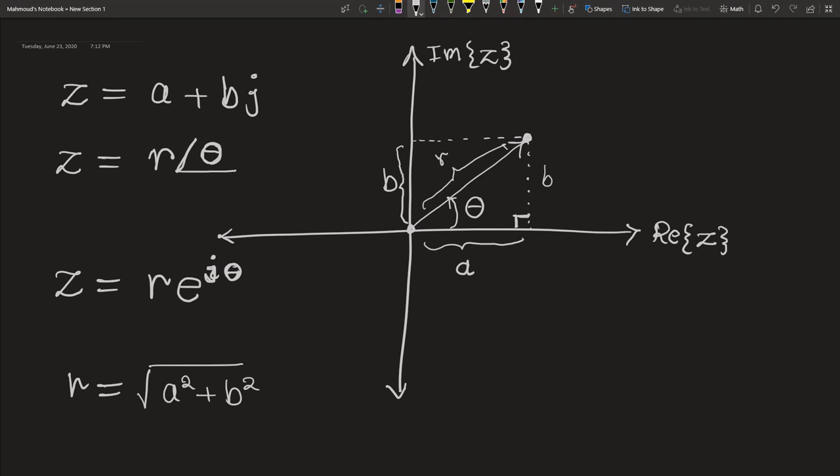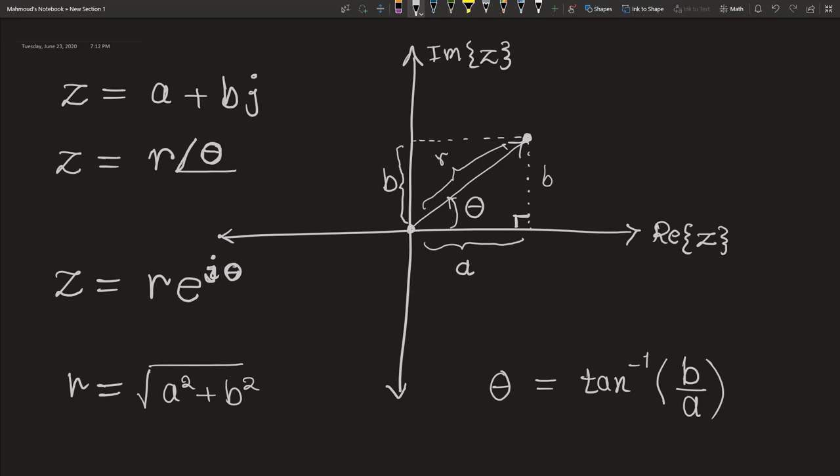And theta, as you can see, we can solve for theta in terms of B and A from the triangle here, right? We can write that theta is equal to tan inverse of B divided by A, right? Because tan of theta is equal to B divided by A, correct?